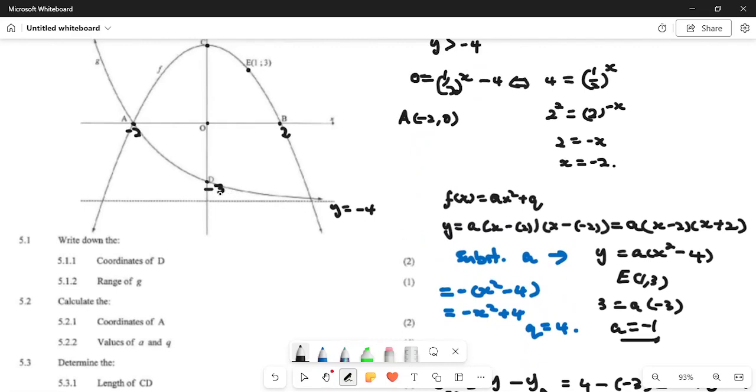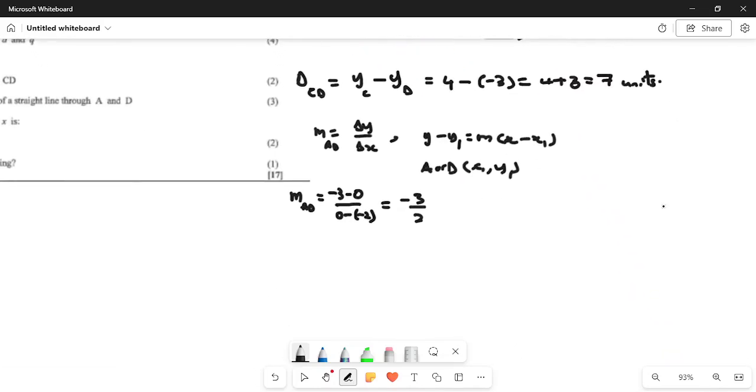Is my gradient correct? -3 minus 0 divided by 0 minus -2. Yeah, that is correct. And now I have my gradient, and I will choose to use my coordinate of A, which is -2 and 0. I will substitute this coordinate and my gradient into that equation. So I will say y minus 0 equals my gradient -3/2, and then x minus my x value, which is -2. So minus -2 is going to be +2.